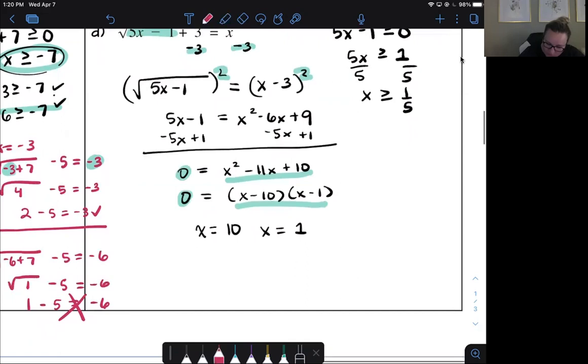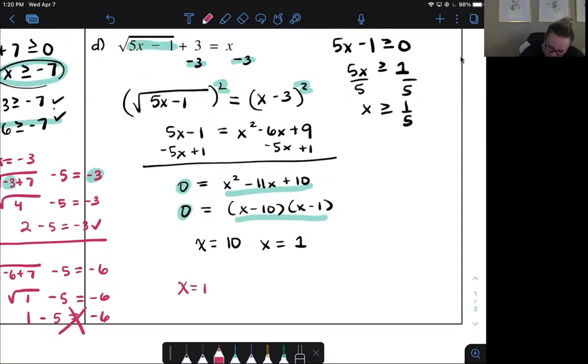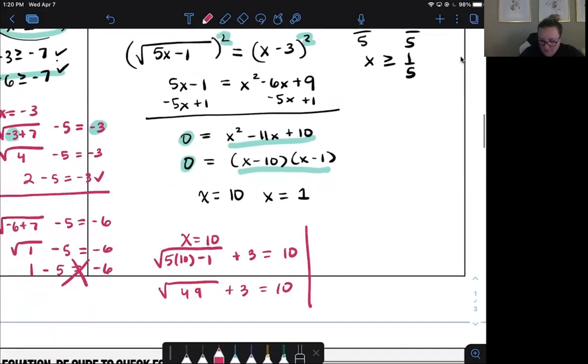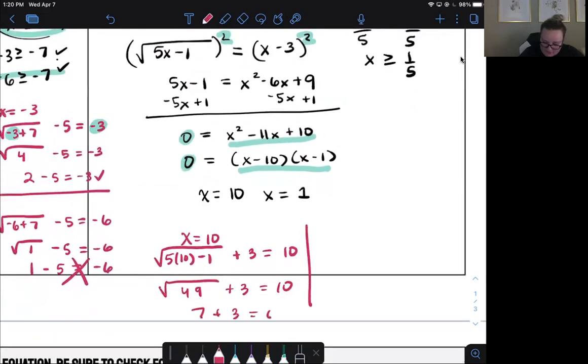So when I do that, I'm going to check x equals 10 first. The square root of 5 times 10 minus 1, plus 3, is equal to 10. So the square root of 50 minus 1 is 49. The square root of 49 is 7. Adding 3, we get 10. So that checks out.